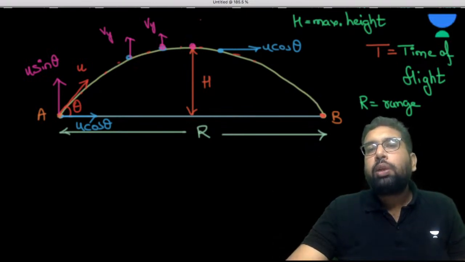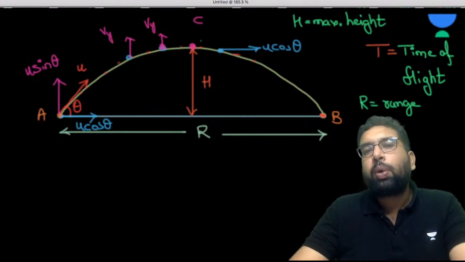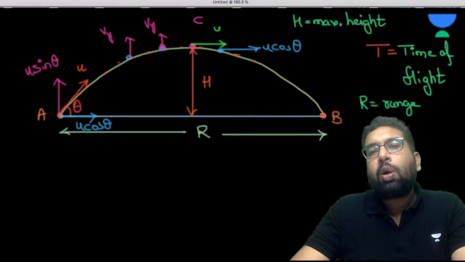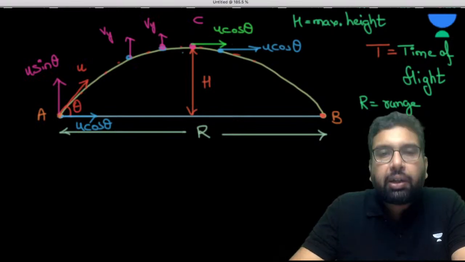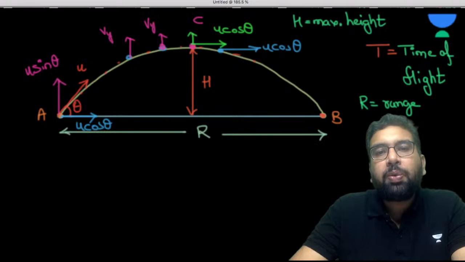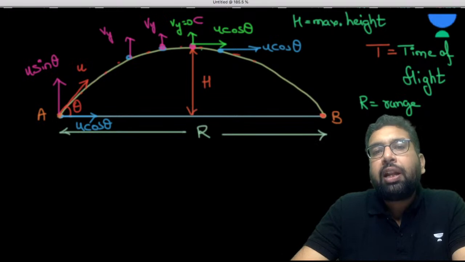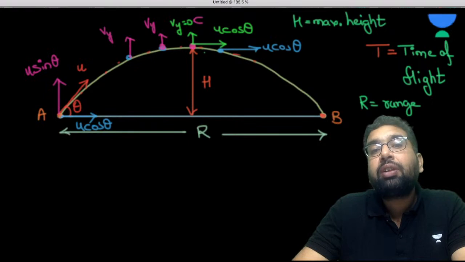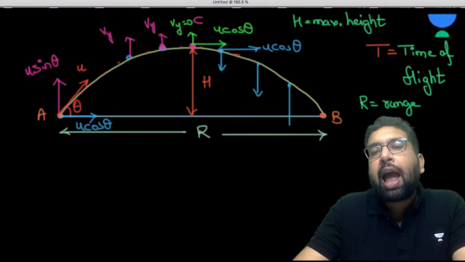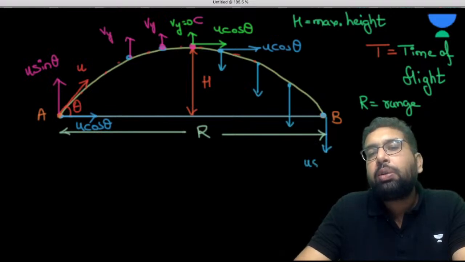Now, if I talk about the point C specifically, at point C the horizontal velocity will be there, but the vertical velocity Vy will become 0. That is why from this point onward, it will start falling down, because acceleration is in the negative direction. Beyond this point, the velocity will be in the downward direction and it will keep on increasing. From the law of conservation of energy, ultimately it is going to reach the same velocity components, u sin theta and u cos theta.